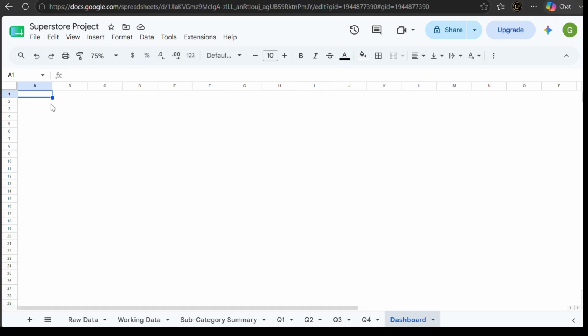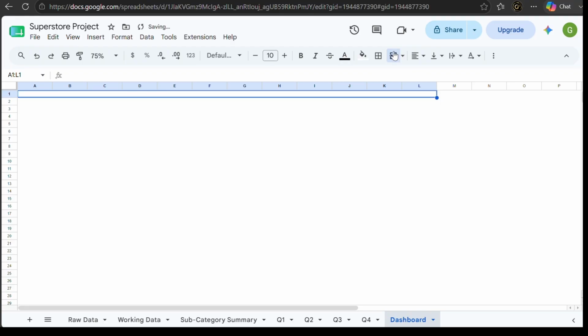So next, I'm going to merge cells. I think I would like to merge cells A1 to L1, where this is going to contain the title of the dashboard that we are trying to build. So I'm just going to type in Trade Flow Retail Performance Dashboard.